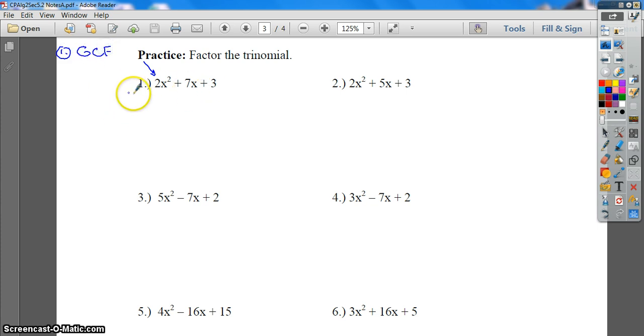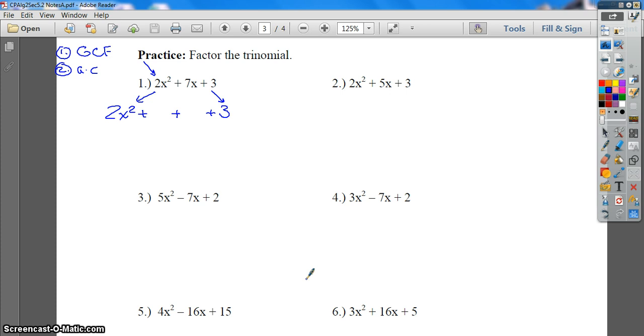There's no GCF here. So the next thing we're going to do is rewrite it, and we're going to do A times C. When I say rewrite it, I'm looking at 2x squared plus 3. Do not rewrite the middle term, okay? We can get our signs blocked. Plus plus, remember, gives you plus plus from your factoring term.